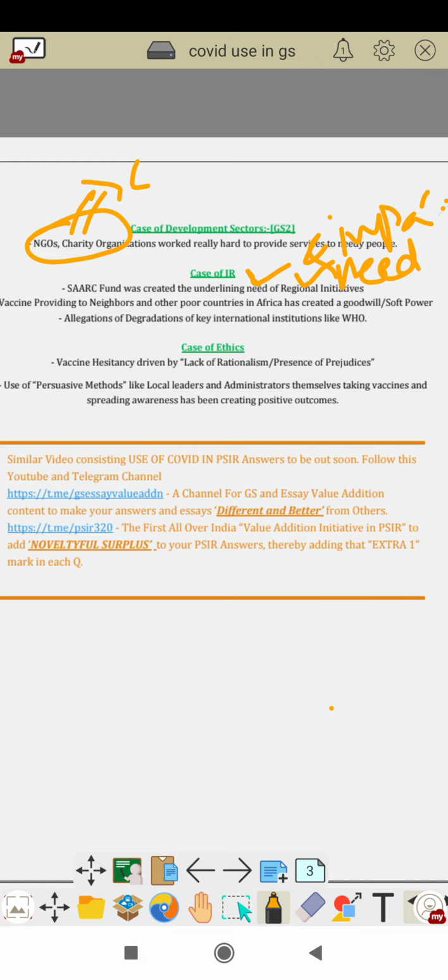Next comes the vaccine diplomacy by India. So India basically provided vaccines to neighbors as well as the African countries. So this vaccine diplomacy related aspect can be used in questions on neighbors as well as Africa related questions. Next comes the case of ethics.